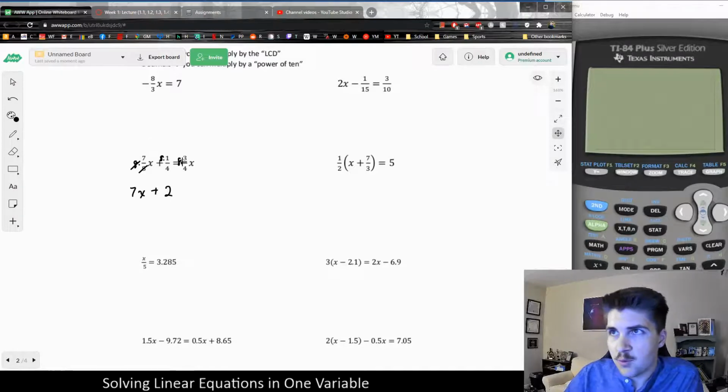And then 8 times 3/4, what I could do is I could do 8 times 3 is 24 divided by 4 is 6, or I could do 8 divided by 4 first, which is 2. 2 times 3 is 6 as well. But that would leave me with 6x.